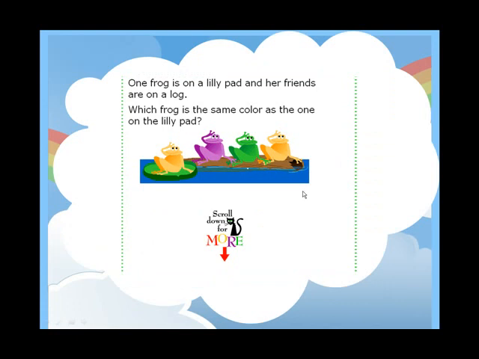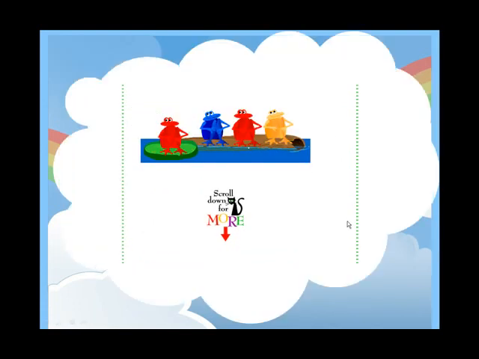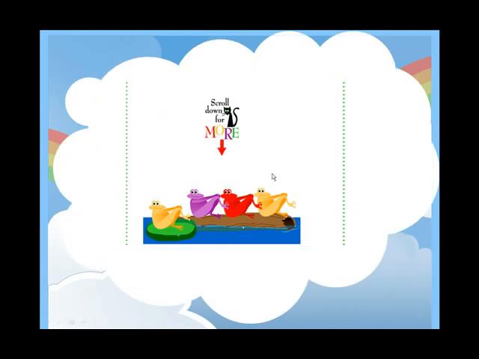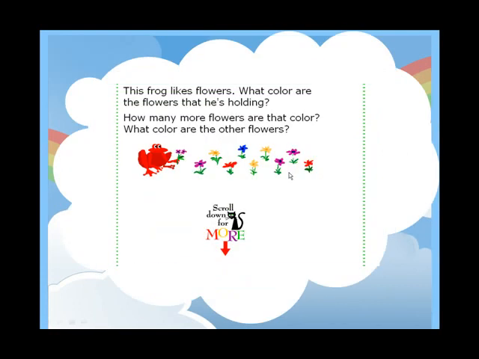And here I will ask them the question, one frog is on a lily pad and her friends are on a frog, and which frog is the same color as the one on the lily pad? Then they will say, oh, the yellow one. For this picture they will say the red one, the red frog. And this one they will say the gray frogs. And then they will say the yellow one.